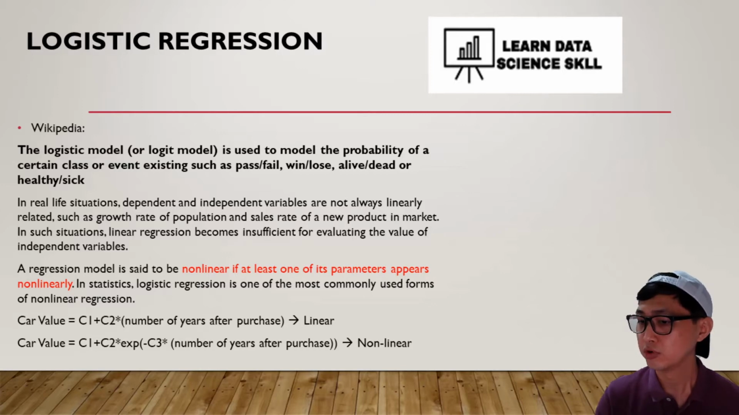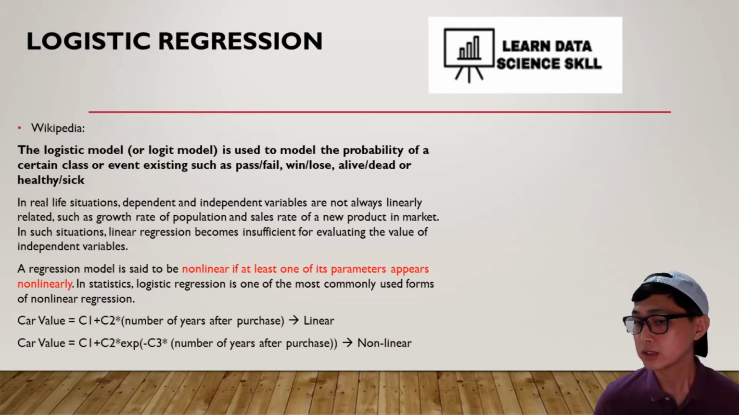In statistics, logistic regression is one of the most useful and commonly used forms of nonlinear regression. If you look at the example here, the car value is depreciating over the years. If we were to define it in an equation, for example C1 plus C2 multiplied by the number of years after the purchase, we may not be able to predict the price of the car accurately after a certain number of years. But if we were to use another equation such as C1 plus C2 exponential negative C3 multiplied by the number of years after the purchase, which is a non-linear equation, we can probably predict the price of a car after a certain number of years better.